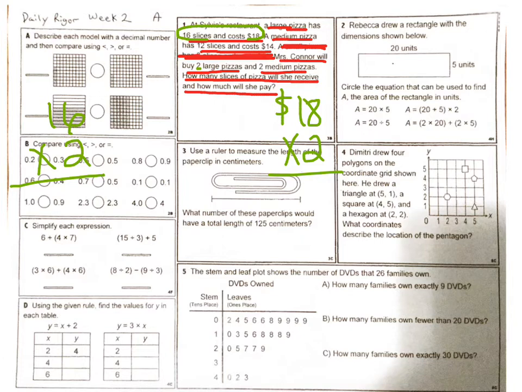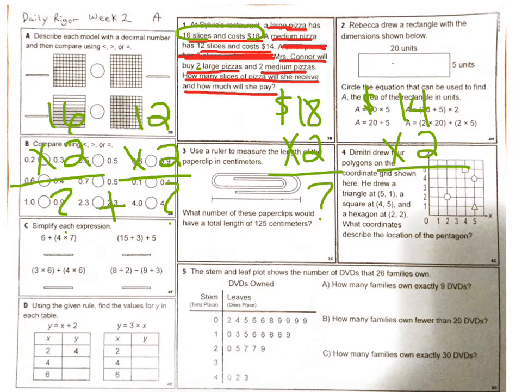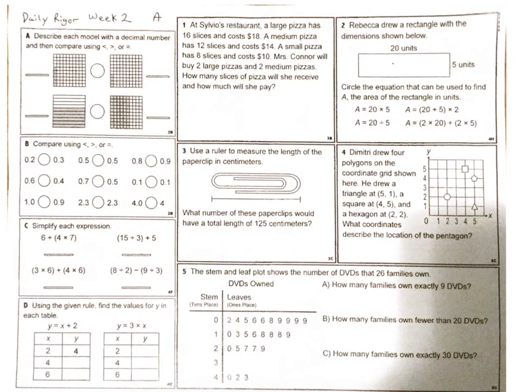Then we have to do the same thing for the medium pizzas. 12 slices times 2, $14 times 2. Then you're going to add your 2 answers together to get the total slices. Add your 2 answers together to get your total cost. Okay? Remember, you can message me if you have questions about these.